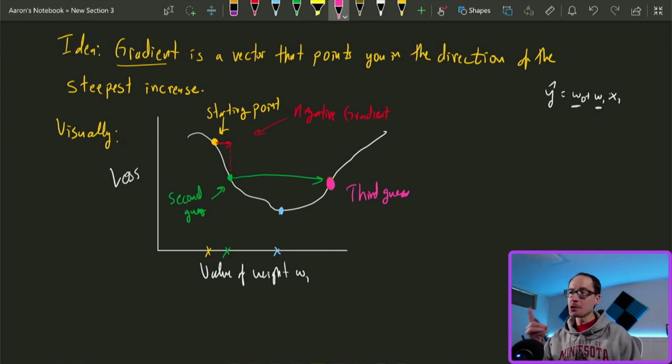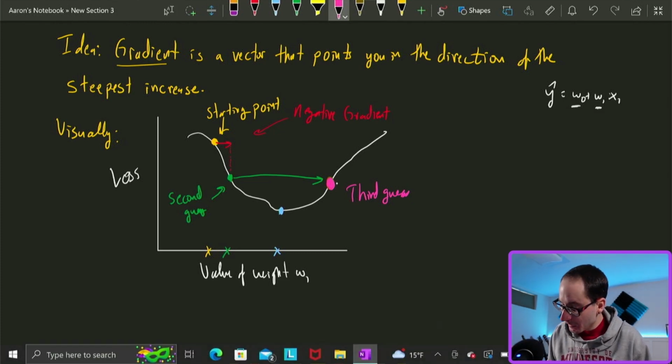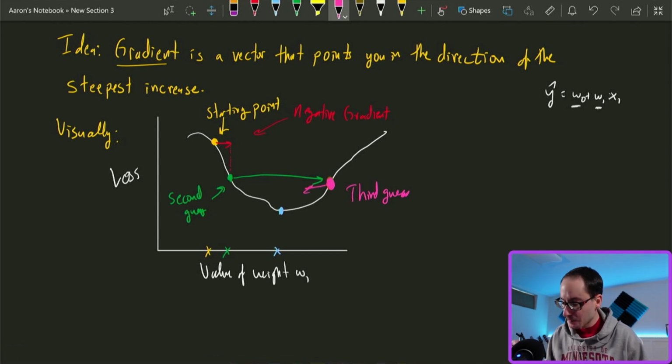Third guess. If we overshoot it, now the gradient, the vector of the steepest increase, is going to tell me to go to the right. So then I'm going to go back this direction, which would be the negative of my gradient. And now I have a next guess, which is going to put me over here. So we would converge back and forth as long as our step size isn't too large, right?